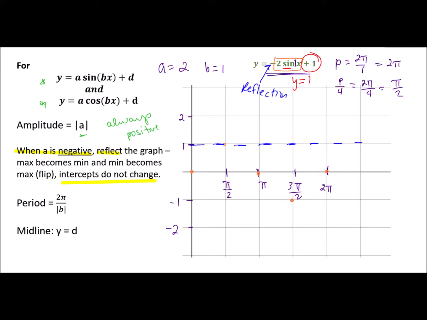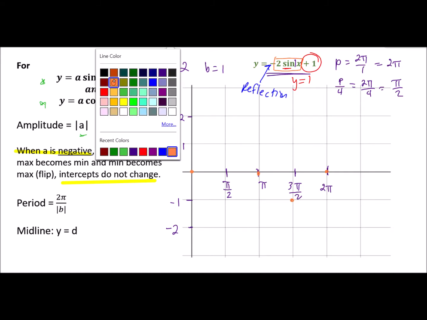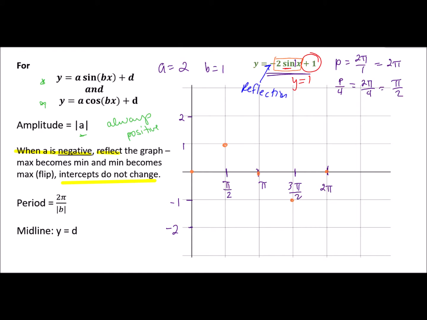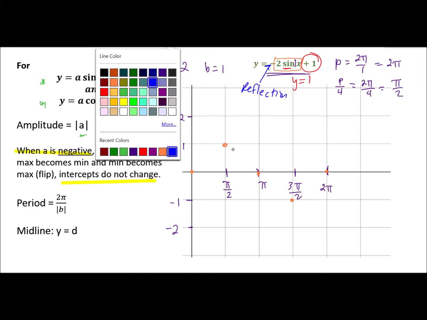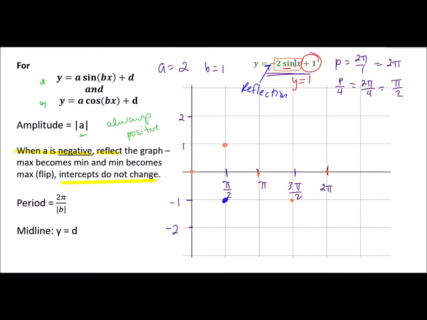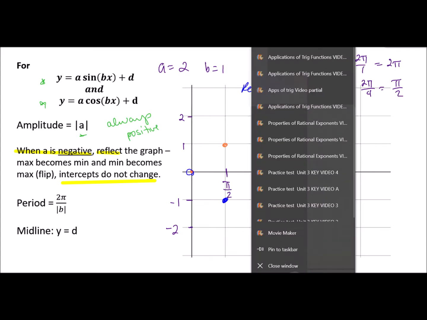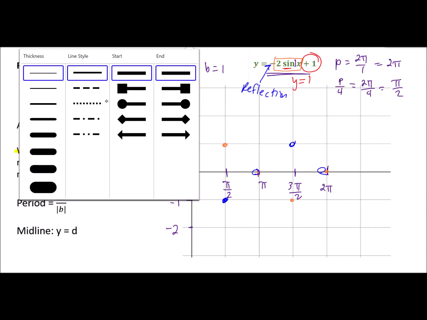So then I ask myself, okay, oh wait, I forgot to reflect. Oopsie. Always do that vertical shift, the midline, last. It's much easier. Okay, anyways, back to the reflection. Every intercept stays the same, and then the max becomes a min, and the minimum becomes a max. But the intercepts stay the exact same. So if this was our final graph, which it's not because we have one more change to make, then it would look like this.